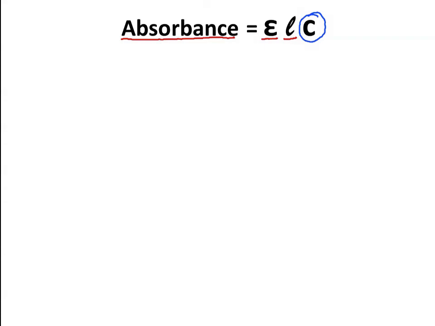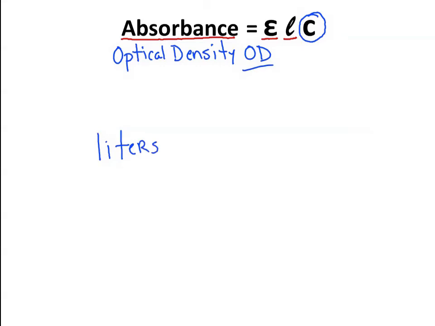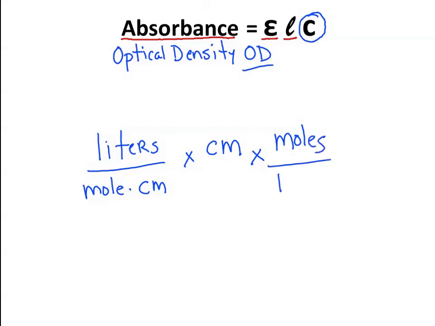I want to mention that sometimes you'll also see absorbance called optical density, or OD. And I also want to talk about the units of absorbance. The units for the extinction coefficient are liters per mole times centimeter. The units for length are going to be centimeters. And the units for concentration are moles per liter. So take a look at this for a minute and think about the units for absorbance. You can see in this equation that these units are going to cancel out, and absorbance becomes a unitless measurement. So there are no units associated with absorbance.